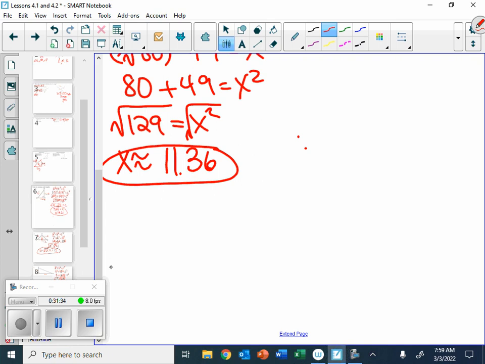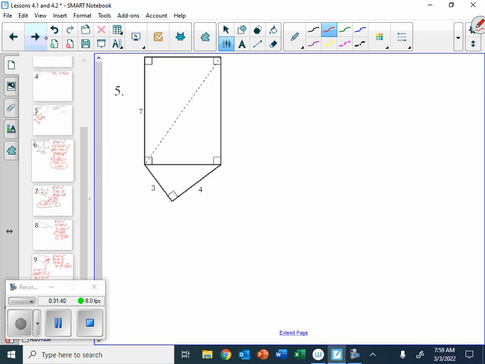Okay. All good? Let's keep chugging along. We're almost there. Alright, so for this problem, I'm asked to find the missing pieces. Notice that for this triangle right here, I've got 2 pieces. I can easily figure out this third piece, right? This piece right here, leg or hypotenuse? The hypotenuse, okay? Crossing the right angle.